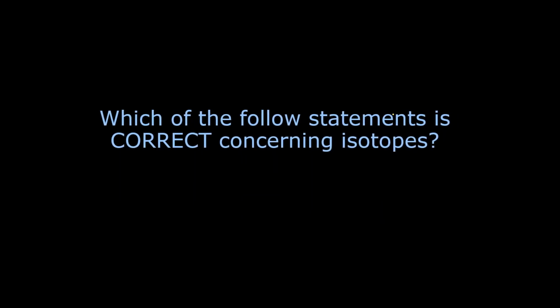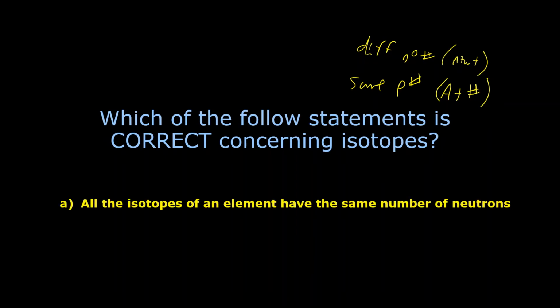Which of the following statements is correct concerning isotopes? Remember, it's a good thing to write down too. They have the same proton number, or the same atomic number, but different neutron number, or a different atomic weight. So look for something that says that. All isotopes of an element have the same number of neutrons. No, what makes an isotope is a differing number of neutrons. That can't be correct.